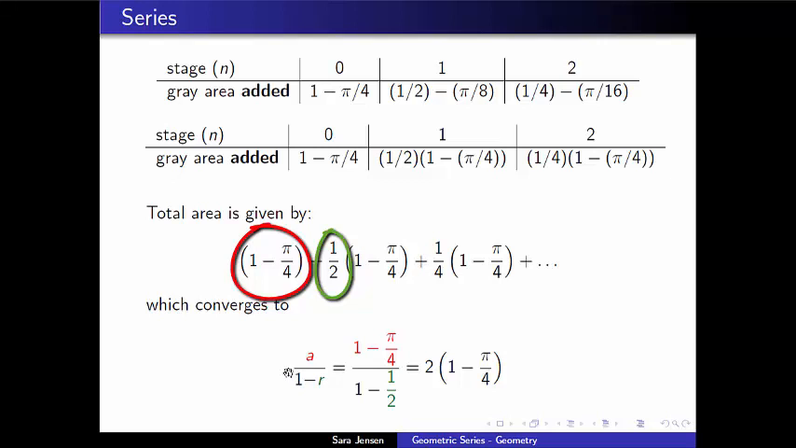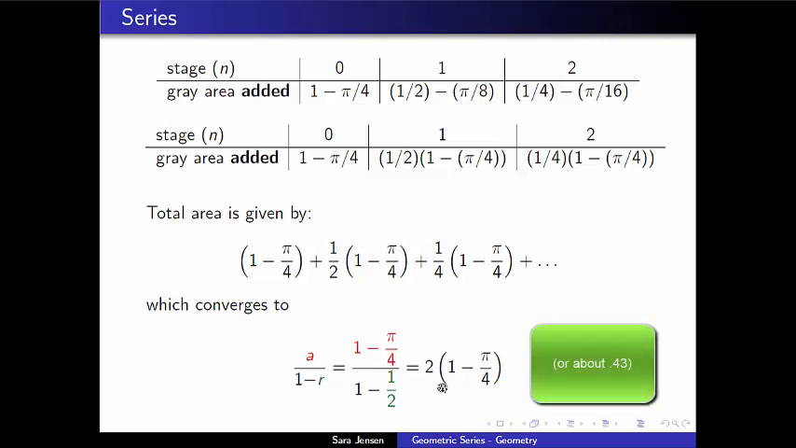Because geometric series have a very nice formula for what they add up to, namely they converge to the first term divided by 1 minus that ratio, we can apply that to our specific context here to find that this series converges to our first term, 1 minus pi over 4, divided by 1 minus our ratio, this 1/2, and ultimately this total gray area that we will have shaded in is equal to 2 times the quantity 1 minus pi over 4.